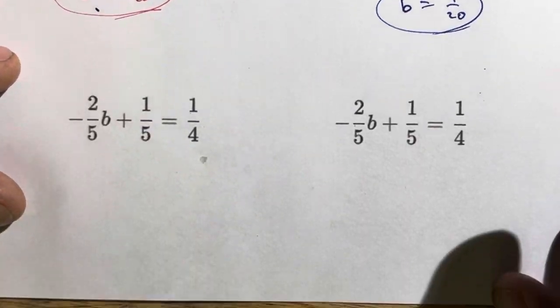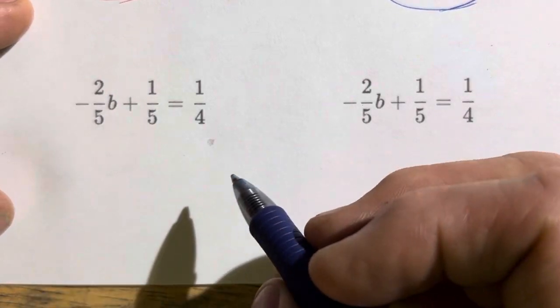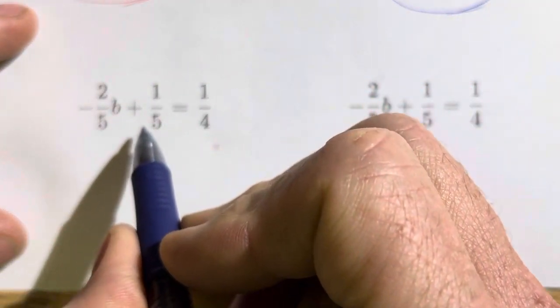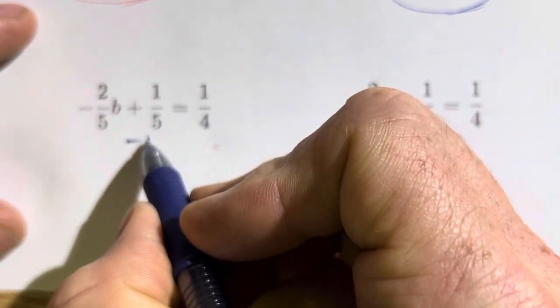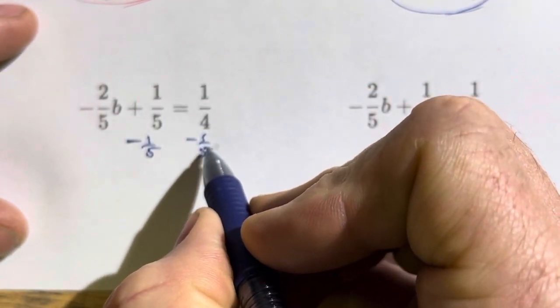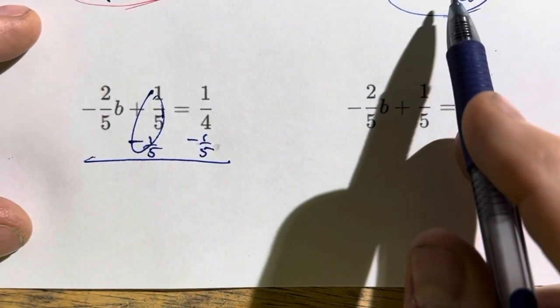Let's go to this next one. We'll see what you think after it. So on this one, okay, so I'm going to subtract 1/5 on both sides. I started to do it this way.